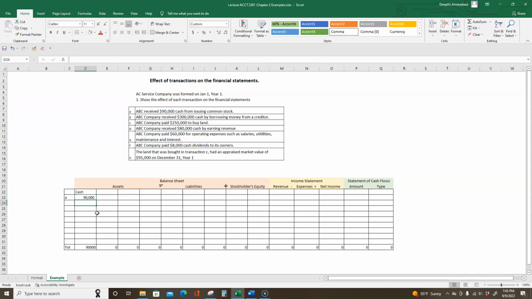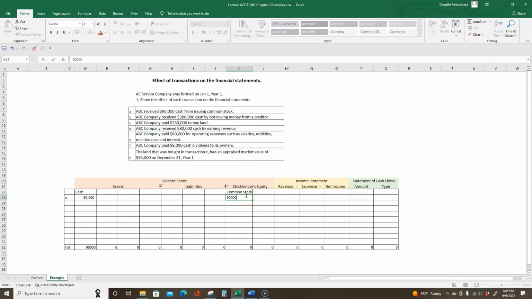What else happened in the balance sheet? We know that for each transaction, the accounting equation has the same balance. So therefore, in the balance sheet also, it's going to affect two things. What is the other thing it's going to affect? Our stockholders' equity increased. What particular component of stockholders' equity? We know that common stock increased. So I'm going to type in common stock here. And before this transaction, common stock was 0. Now our common stock is 90,000. So I'm going to put a positive 90,000 here. That's how that transaction affected the balance sheet.